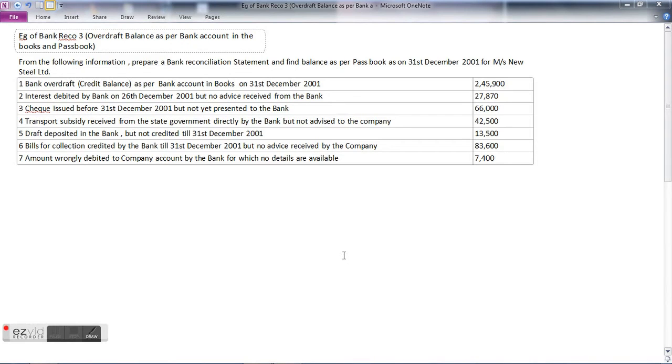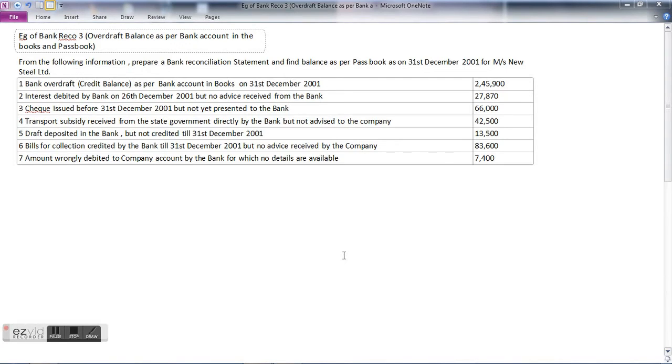Here we will be seeing an example of bank reconciliation wherein overdraft balance is given as per bank account and as per passbook. Now let us first understand what is an overdraft balance. Usually, against whatever money we have in our bank, we can draw our checks, make other payments, and pay bank charges, and similarly whenever we receive money, it gets credited in our bank account.